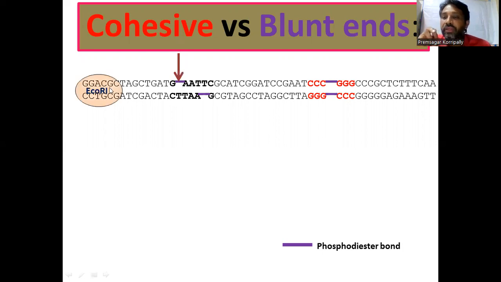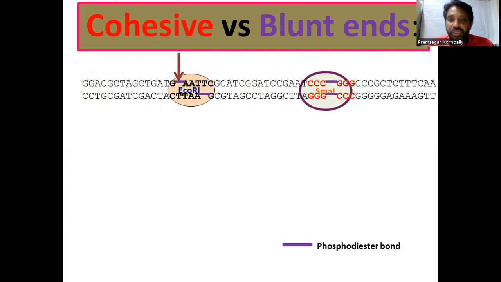In the digestion, restriction endonucleases first scan the DNA and bind to their restriction site, followed by the cleavage. So scanning, binding to the restriction site, then followed by the cleavage. We'll see them. EcoR1 identified its restriction site, that's GAATTC. Then SmaI identifies its restriction site, that's CCCGGG.